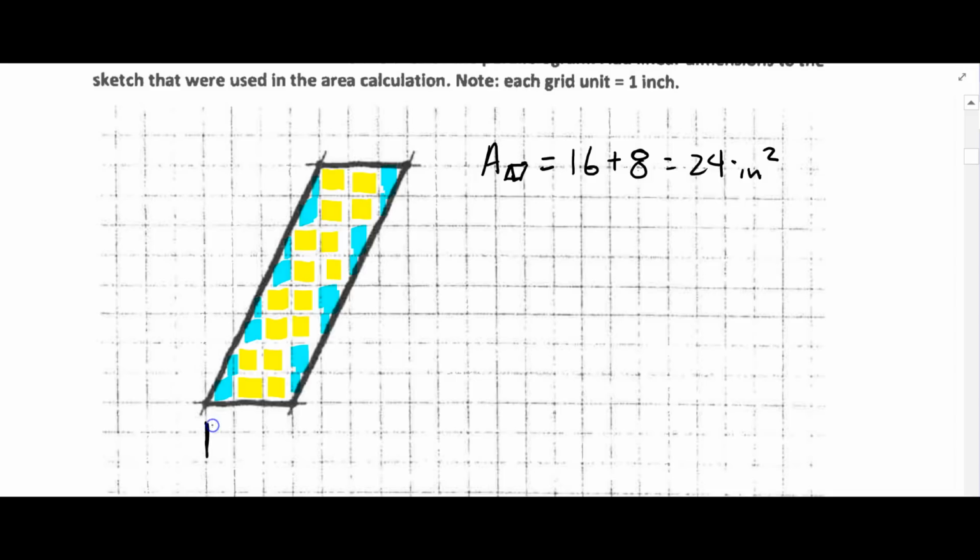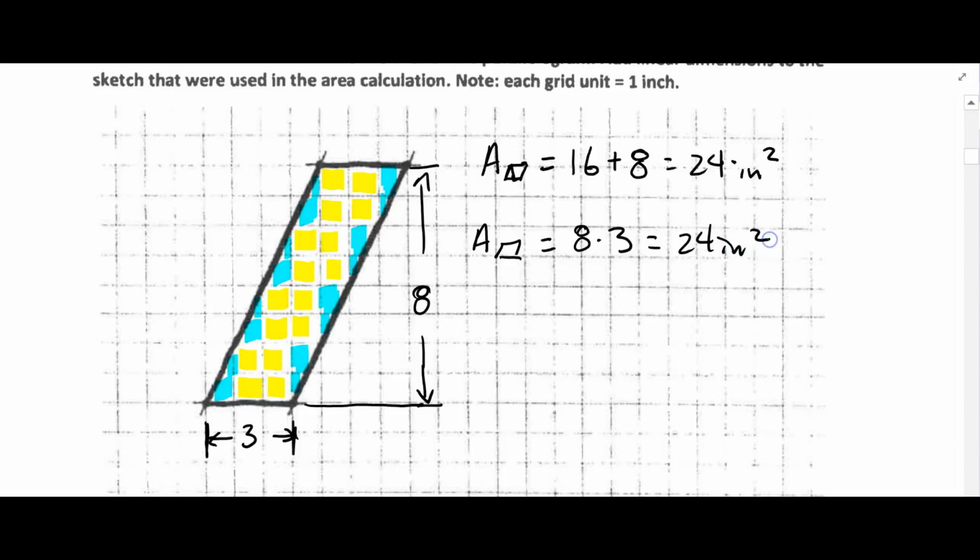So let's take a look at the base here. The base is 3 inches. And then let's also take a look at the height here. The height, if we count it off, is going to be 8 inches. And we can see that the area of this parallelogram, if it's 24, we could get 24 by doing 8 times 3. So 8 times 3 which is also 24 inches squared.